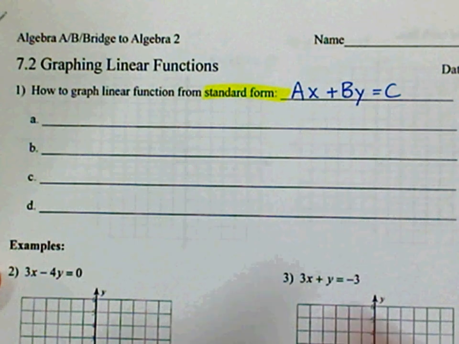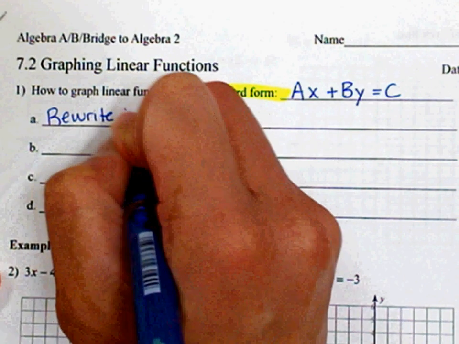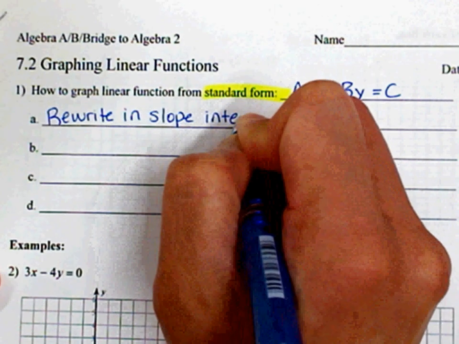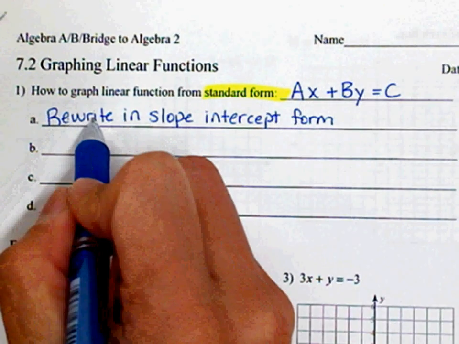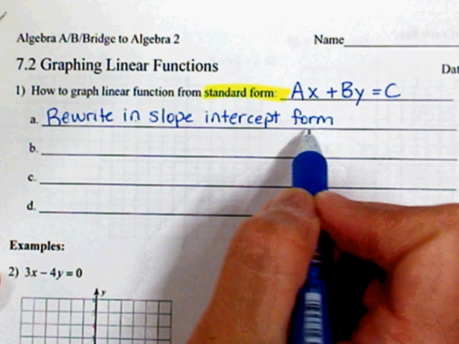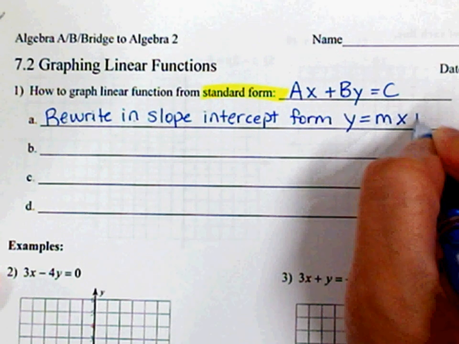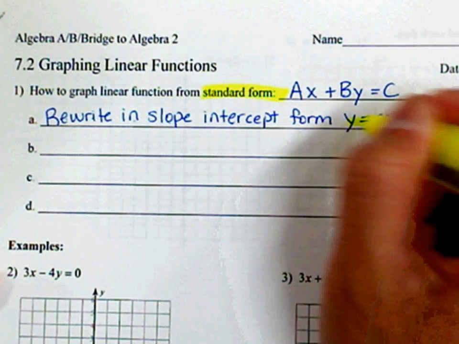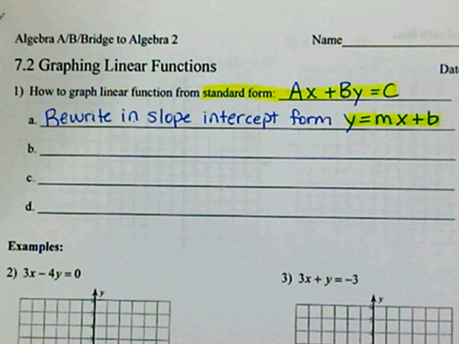Well, first of all, to graph, you are going to rewrite in slope-intercept form. Okay, rewrite in slope-intercept form. And what does that form look like? y equals mx plus b. So y equals mx plus b. Okay? You remember how to rewrite those? So we're going to review a little bit.